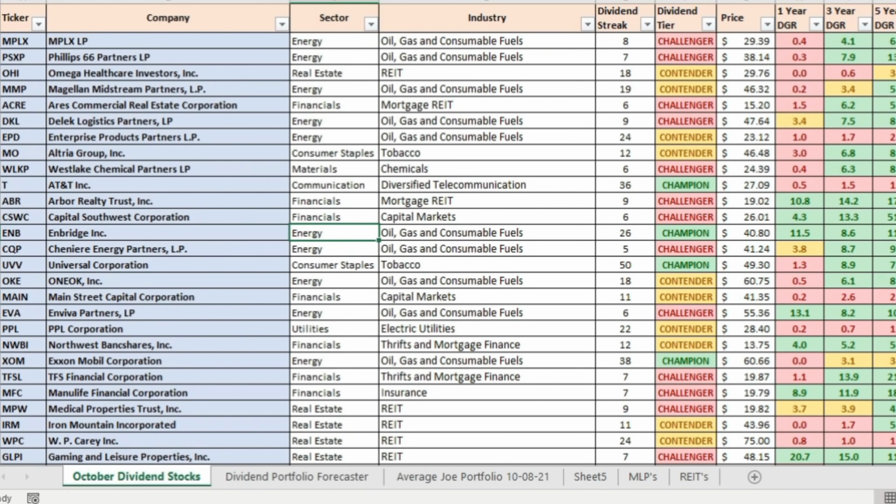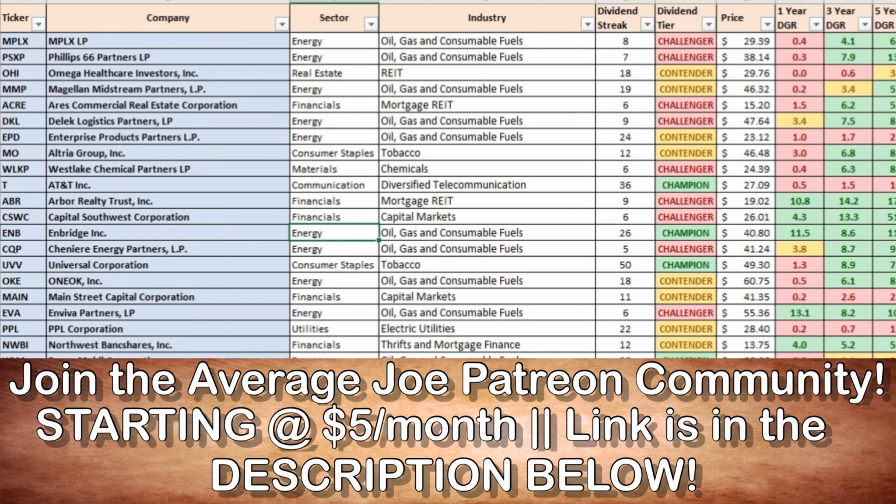Now, for full awareness here, we're going to utilize my dividend stock spreadsheet that I make available to my Patreon community. You can certainly find lists of dividend stocks with the metrics that are necessary. It just might be a little bit more difficult.